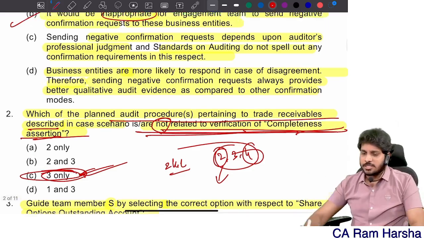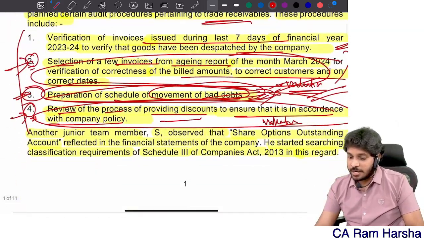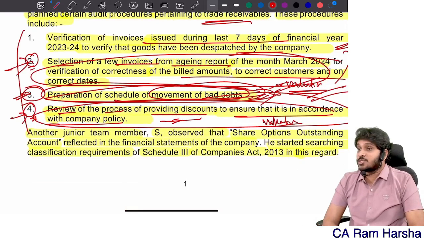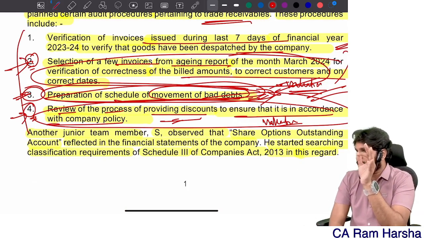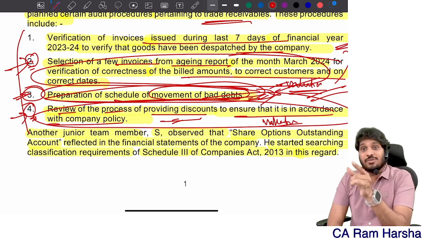What is that fourth one which they are testing? Review of discounts. Whether the company is providing discounts. In discounts, what we check is whether it is authorized by the person or not. Management authorized discount or not. Whether the discount is accounted properly or not.